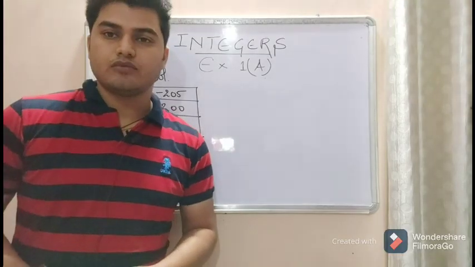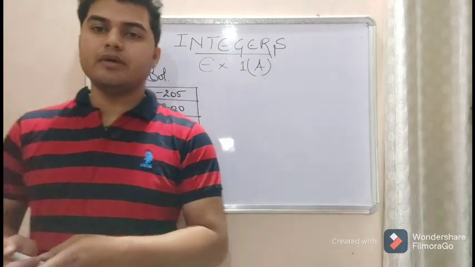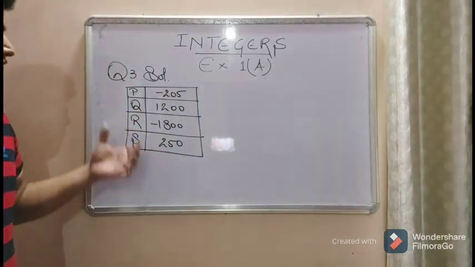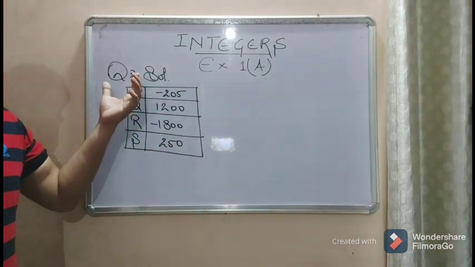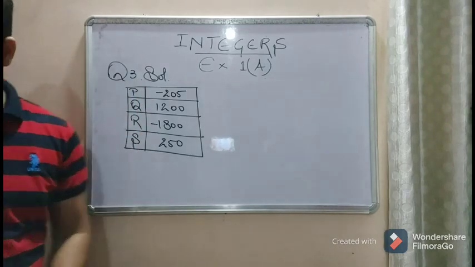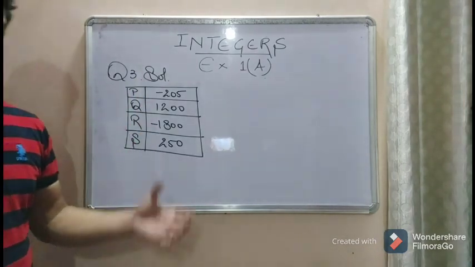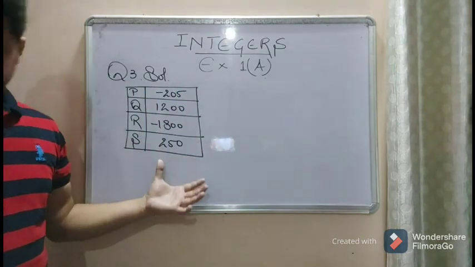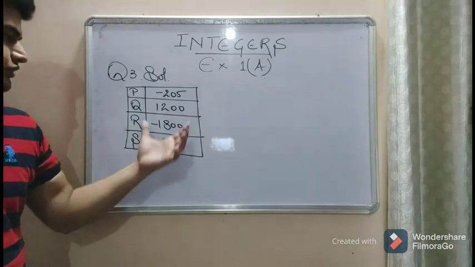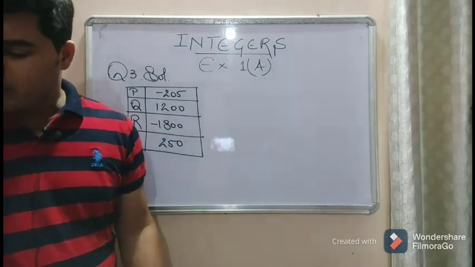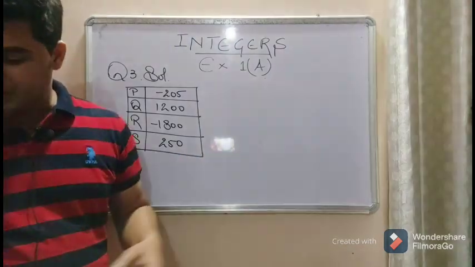Question number 3, there is a table given. In the table there is one column for the location, where the locations are mentioned as P, Q, R, S, and another column is of elevation. Elevation means height. So elevation is given, and that elevation is in meters. Now according to the table you have to answer the questions that follow.